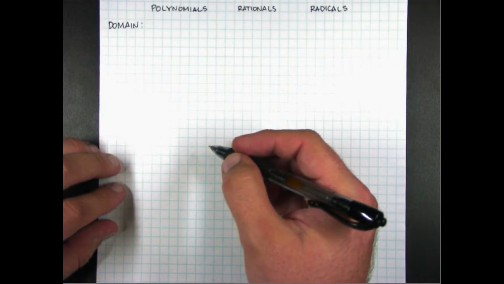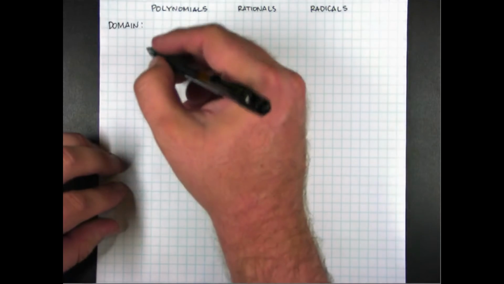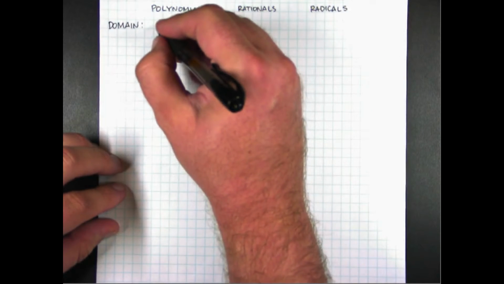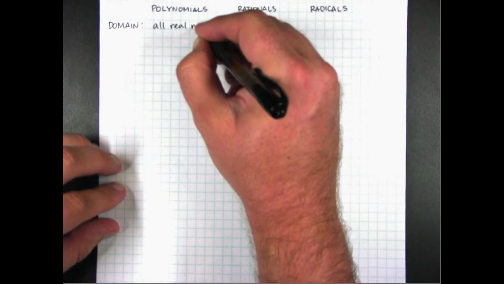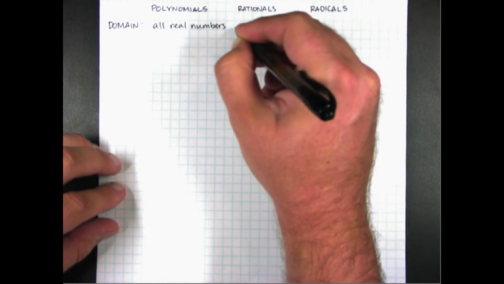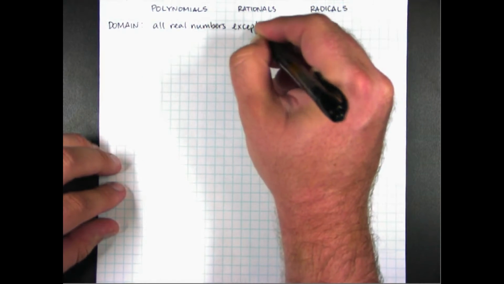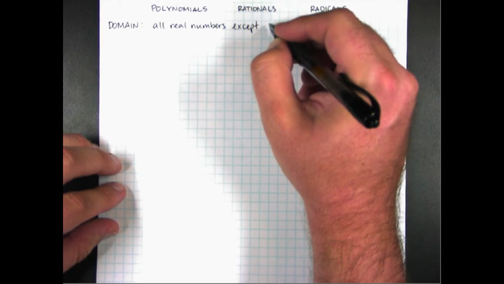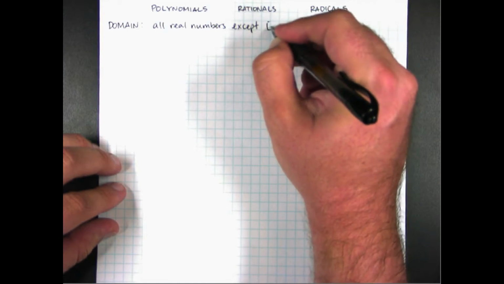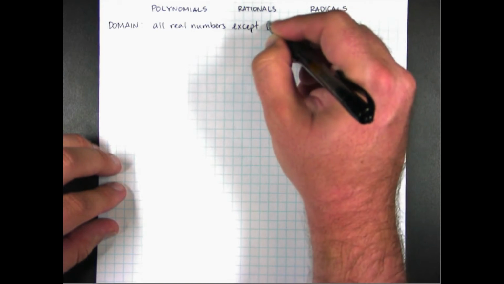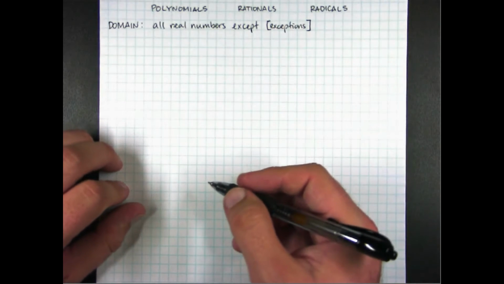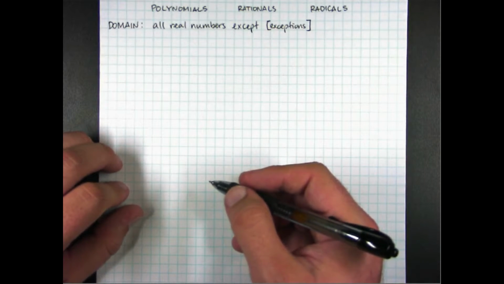The thing to remember for domain is that the domain is always going to be all real numbers except the exceptions. I put it in brackets because the exceptions are different for every kind. The exceptions are the things that cannot be allowed to be substituted in for the variable.